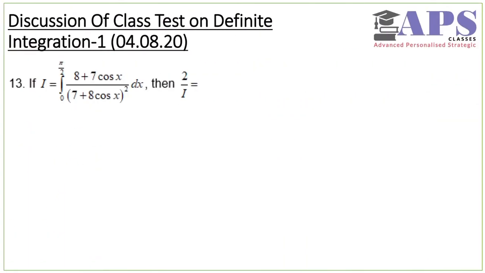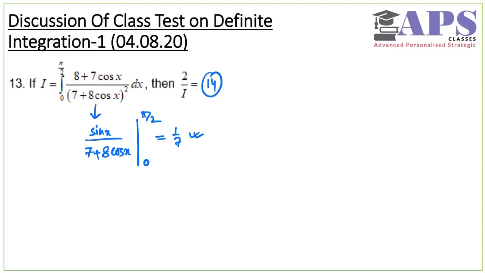So in question number 13, there's a direct formula in indefinite integration, that integration of this, which is like (a cos x plus b) by (a plus b cos x) whole square, will give us sin x by (a plus b cos x). If I use indefinite integration and then definite, I'll just put the limit. That will give us, if I put pi by 2, 1 by 7 minus 0. So 1 by 7 is the answer. So 2 by I will be 14. 14 is the correct answer.